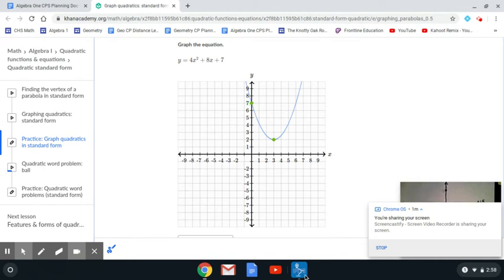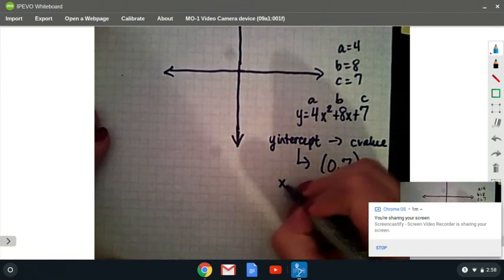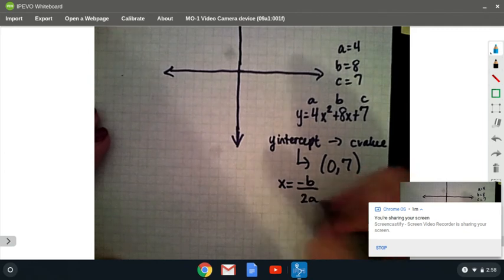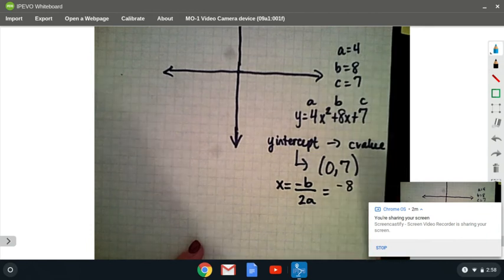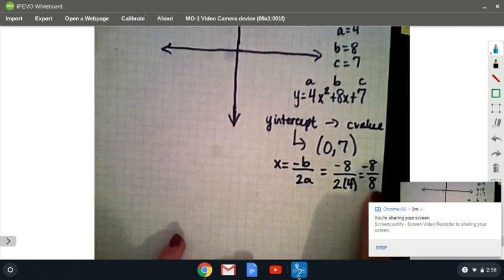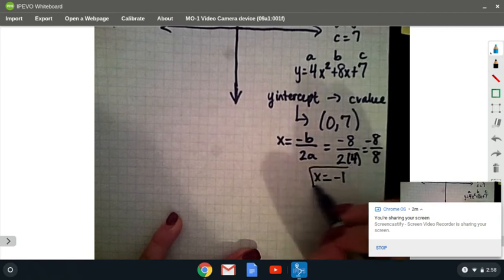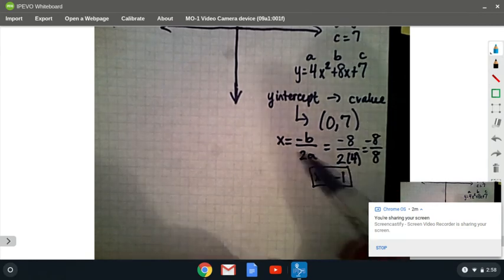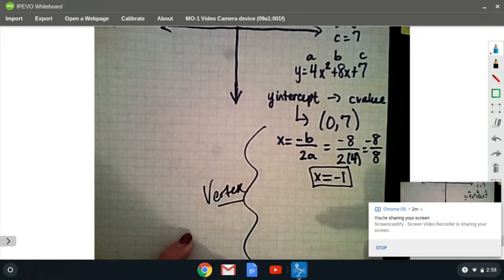Now I do need to find the vertex, so I'm going to go back to my paper here. To find the x value of the vertex, we use that formula negative b over 2a, which if I plug in negative b here, it'd be negative 8 over 2 times a. A is 4. So that gives me negative 8 over 8, because 2 times 4 is 8. Negative 8 over 8 is equal to negative 1. So I found my x value of the vertex, and this is all work to find the vertex. My x value of the vertex is negative 1.